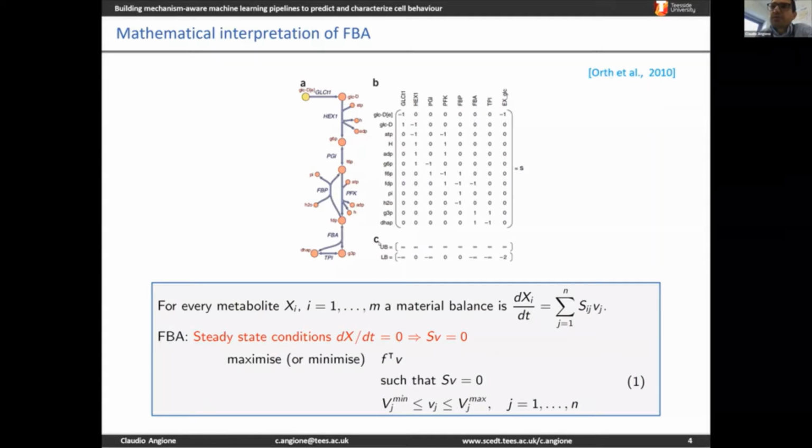Let me see if I can make some pointer here. So the goal would be to model the flux, really, so the flow of metabolites. In this case, it's just glycolysis, but we'd like to predict the rate of each single reaction. So that's the final goal of this metabolic modeling approach. And this is done through some steady state approximations and some approximate differential equations, which make the system tractable from a mathematical and computational point of view.